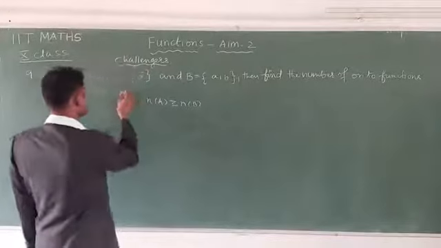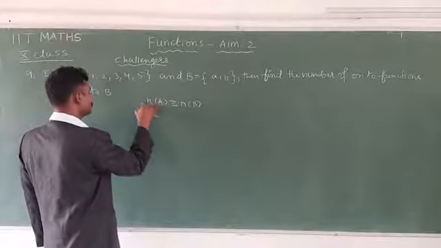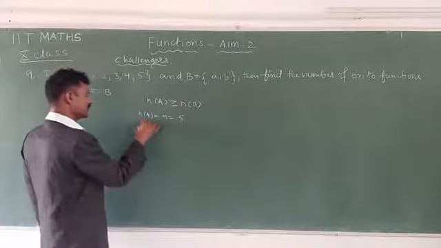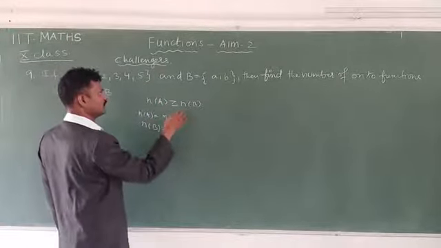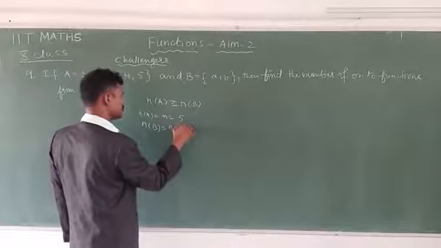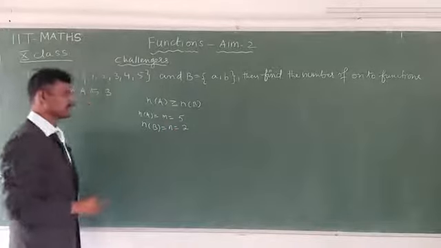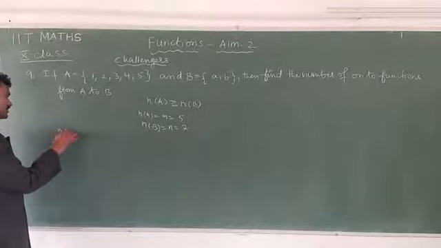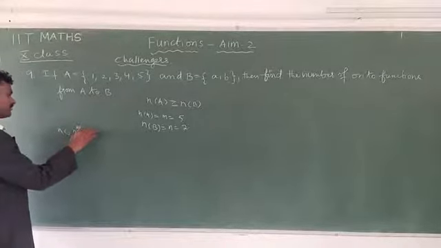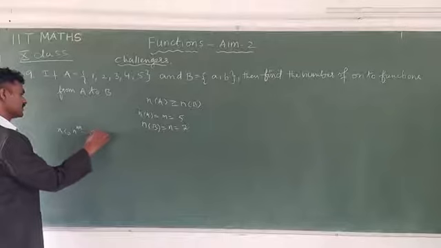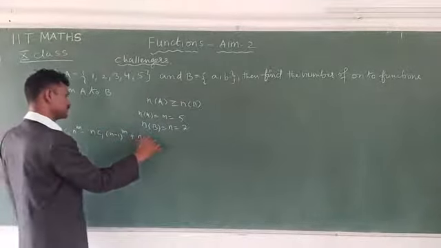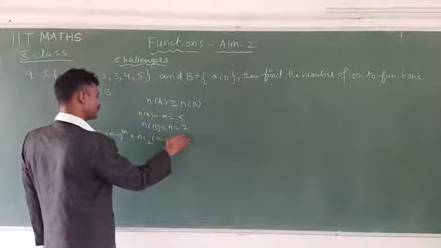Now see here, n(A) is equal to m, which here is 5. n(B) is equal to how many? Here it is 2, so n is equal to 2. Now you can write the number of onto functions formula: nC0 n^m minus nC1 (n minus 1)^m plus nC2 (n minus 2)^m and so on.